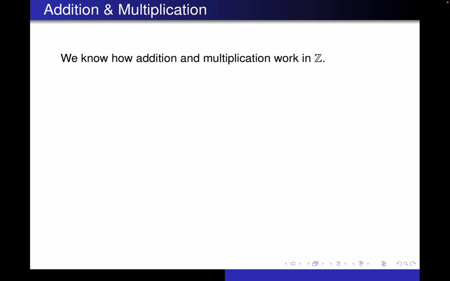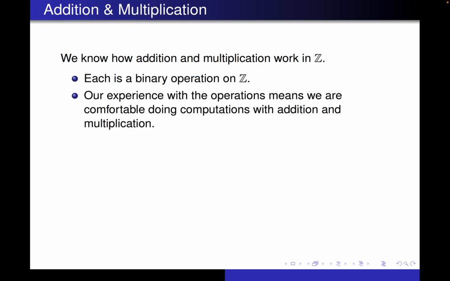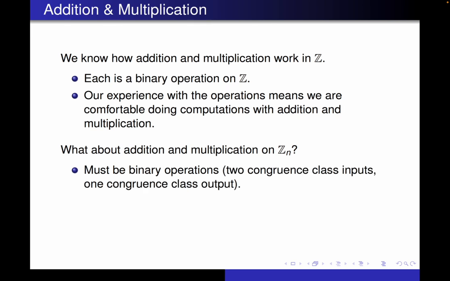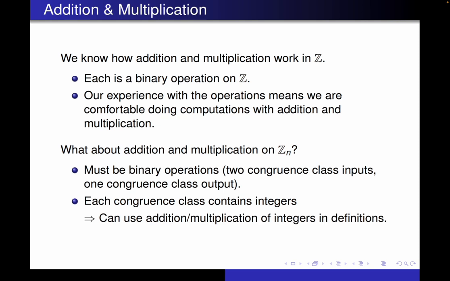So we know how addition and multiplication work in the integers. Each one is a binary operation on the integers. And our experience with the operations means that we are comfortable doing those computations with addition and multiplication. So how do we use that to define addition and multiplication on Zn? Well, again, they must be binary operations. So we have two inputs that are congruence classes and one output which is also a congruence class. Each congruence class contains integers. The nice thing we know about integers is we know how addition and multiplication work. So we can use addition and multiplication of integers as part of our definitions of those operations on Zn.